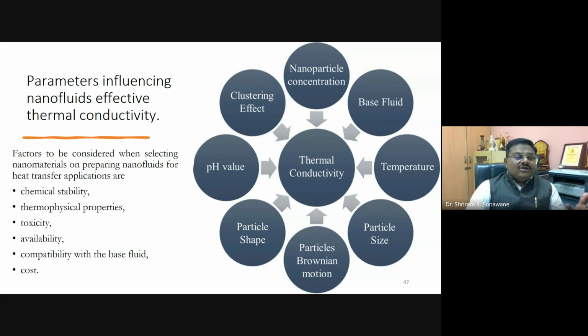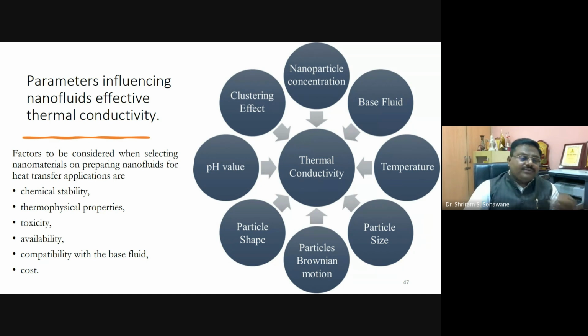So the parameters influencing nanofluid effective thermal conductivity, and the factors to be considered for improvement of thermal conductivity, are chemical stability first, thermophysical properties, and toxicity, which is not applicable for this particular case, but when you want to consume something, or when food grade materials or some enzymatic treatment are involved, toxicity very much needs to be taken care of. Availability of the nanoparticles, compatibility with the base fluid, and cost are also very important.